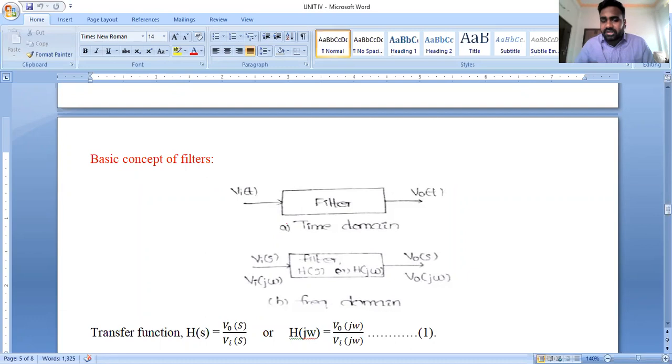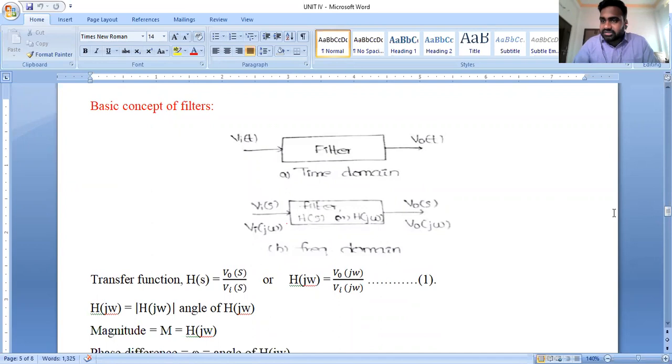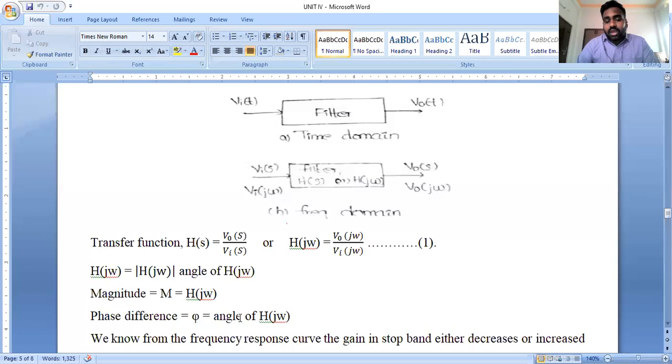How can we analyze a filter? By observing the transfer function of the filter. The transfer function is defined as the Laplace transform of the output with respect to the input. Here the transfer function of the filter is given as the output voltage V naught of S divided by the input of S. With respect to the Laplace representation, the magnitude is represented by H of j omega, and the angle is represented with respect to phase difference, that is, angle of H of j omega.